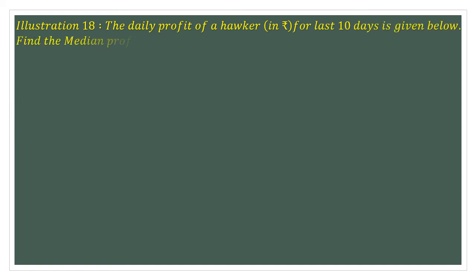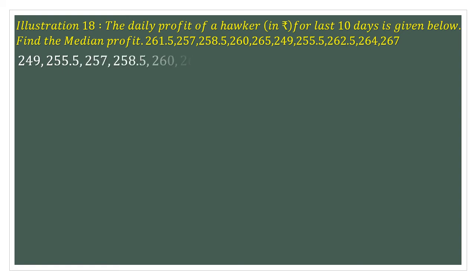Illustration 18. The daily profit of a hawker in rupees for the last 10 days is given below. Find the median profit. The data is some in whole numbers and some in decimals. So what we need to do is arrange this data into ascending order. So it will be 249, 255.5, 257, 258.5, 260, 261.5, 262.5, 264, 265, 267. And the number of observations here is n equal to 10.